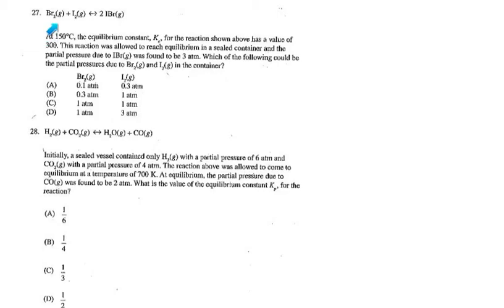Number 27. We've got a reaction. They tell us that at 150, the equilibrium constant is 300. The reaction is allowed to reach equilibrium, and let's see, the partial pressure at equilibrium of IBr is 3 atmospheres. Which of the following could be the partial pressures due to bromine and iodine? Well, let's think it through with an equilibrium expression and potentially an ice table.